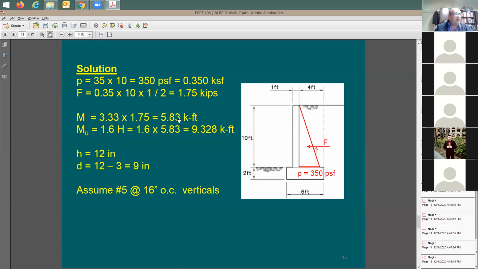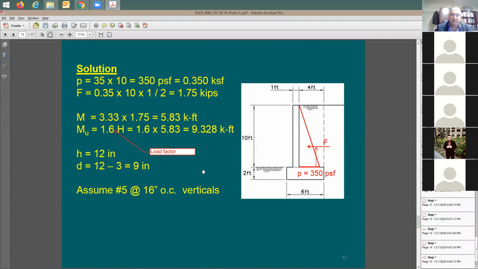Moment is gonna be equal to 5.83. Now, is this again dead load? No. Is it live load? No, it is edge load. And what is the factor for the edge load? If you look here at the soil pressure, it's gonna be equal to 1.6. So the load factor is gonna be equal to 1.6. Very similar to the live load. You know, when you say 1.2 dead plus 1.6 live, also when you have H, H is gonna be this soil pressure, use a factor of 1.6.